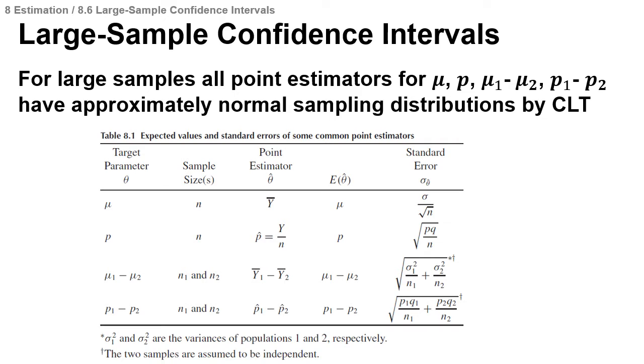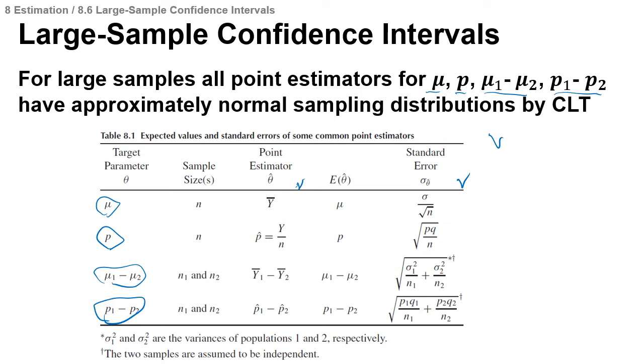Here we describe some frequently used cases. So for large samples, all point estimators for mu, p, mu1 minus mu2, p1 minus p2 have approximately normal sampling distribution by the central limit theorem. So the table here is something you have seen from section 8.4. For our parameters of interest, mu, p, mu1 minus mu2, p1 minus p2, our point estimators are here and standard errors are here.